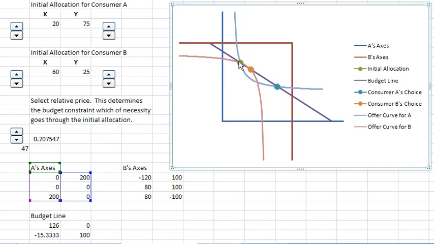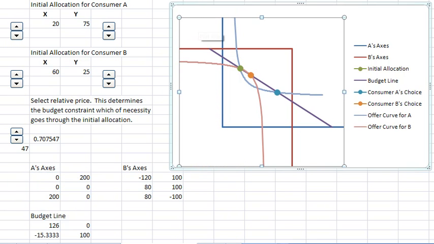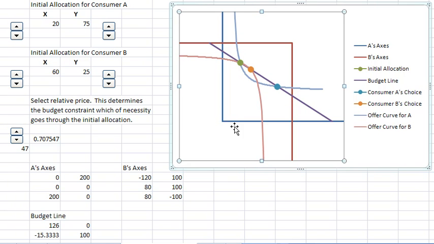This green point measured from here represents A's allocation. Add to it B's allocation and you get this corner point, which also is treated as B's origin. So B's origin are these axes, and this corner gives the origin for B. Likewise, A's axes are these, and the corner gives the origin for A. This green point can be read as the endowment point for both consumers.